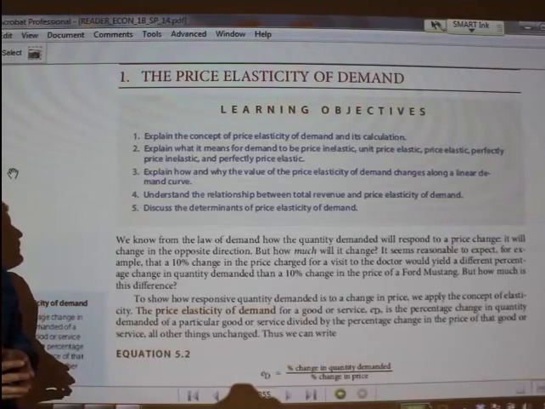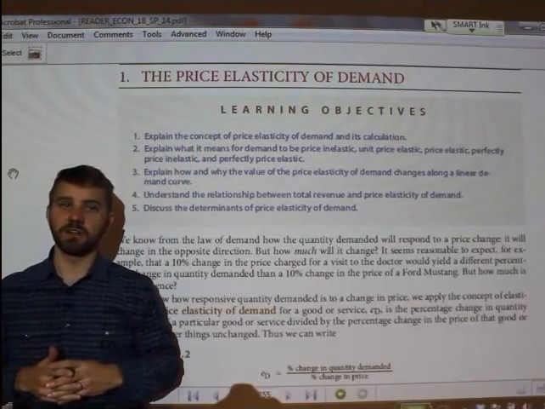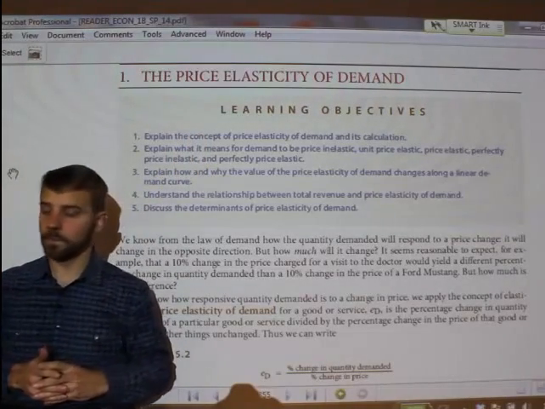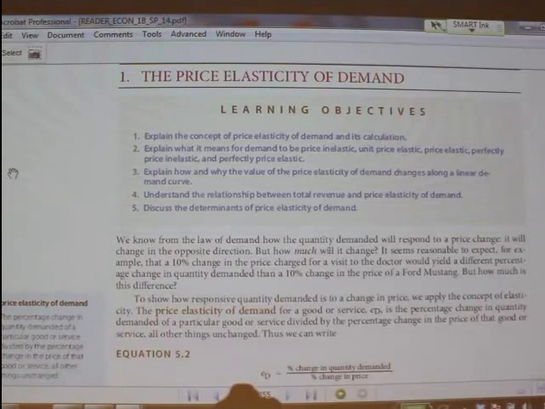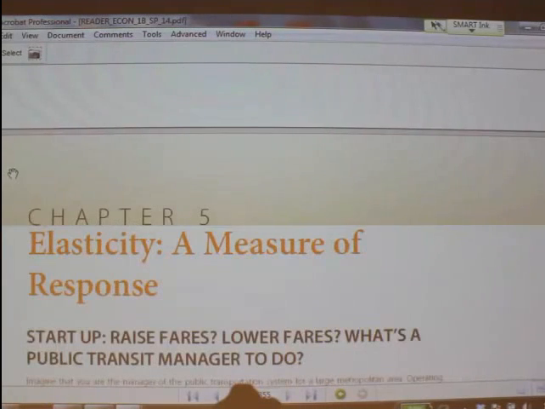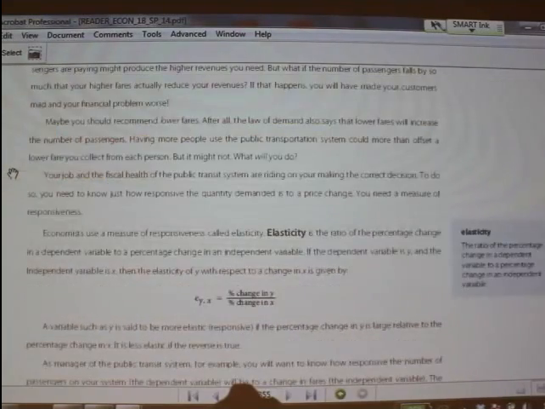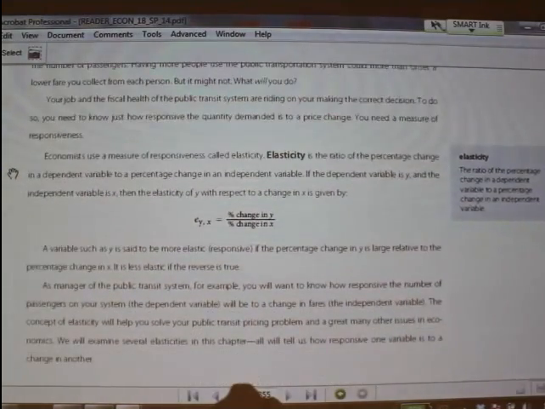Okay, in this lecture we're going to talk about the price elasticity of demand, which is section 5.1. But in fact, in this chapter 5, we talk about this concept of elasticity, not only in terms of price elasticity of demand, but in terms of other elasticities, and we'll be seeing those in the next lectures. So I want to back up before we get into price elasticity of demand and talk about elasticity more generally.